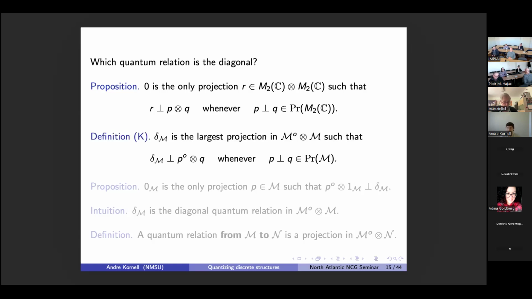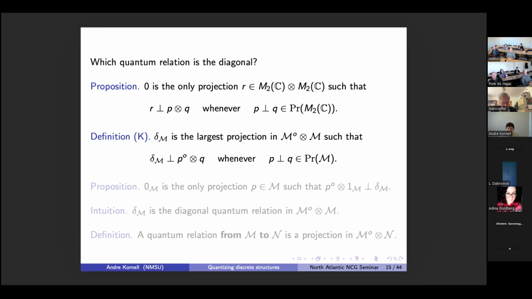The definition that this gives us is we define delta M to be the largest projection in M op tensor M, such that delta M is orthogonal to P op tensor Q whenever P is orthogonal to Q. So it's basically the same definition we want to use in the commutative setting, transported fairly naively to the non-commutative setting, but in order to get something non-degenerate, we need to op one of the tensor factors. And this notation P op just indicates that we're talking about the projection P in the algebra M op.